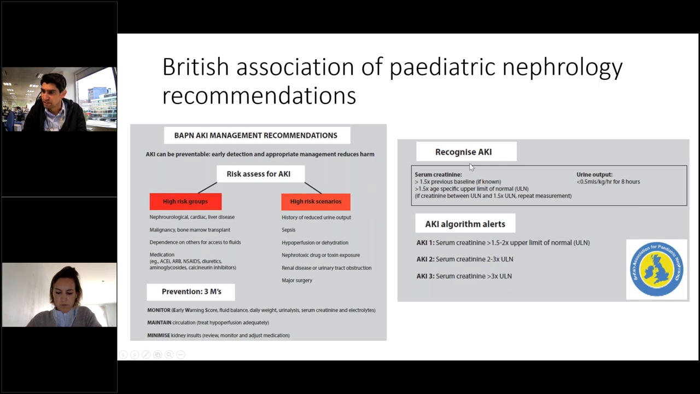The next step is recognizing AKI. Although we do blood tests, we don't always look at them or check them, and we don't have any alerts. So having some kind of alerting system would be helpful. If it flashed up on your computer screen while you're checking bloods that there was an AKI stage 1, 2, or 3, or having some system in our hospitals, as part of our ward rounds, to classify or identify a patient with AKI is an important step towards managing it.